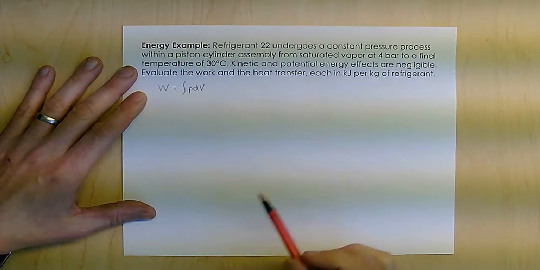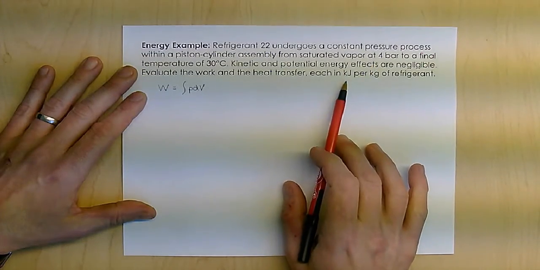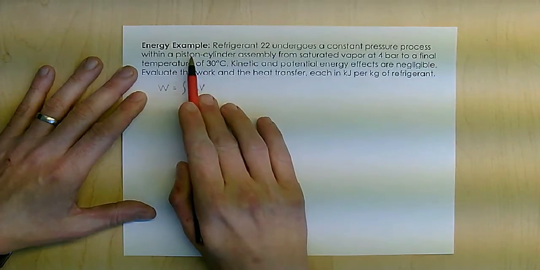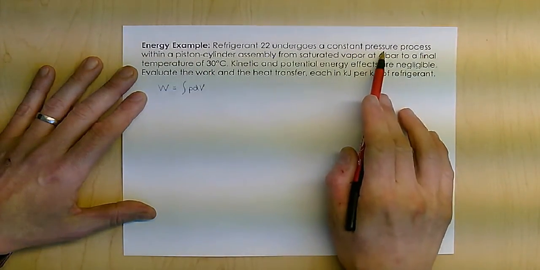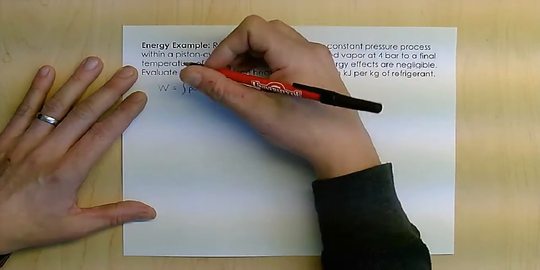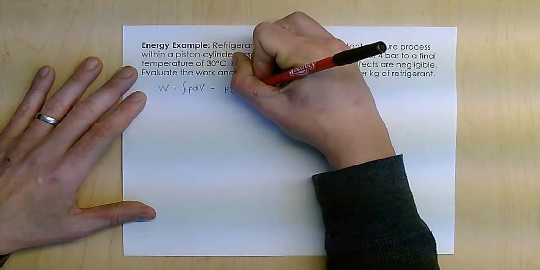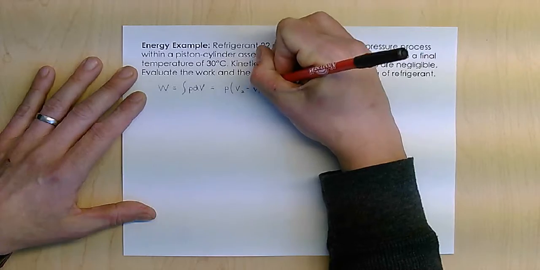dV. And for us, the work occurs over a constant pressure process, meaning pressure comes out, and I'm just left with P times V2 minus V1.